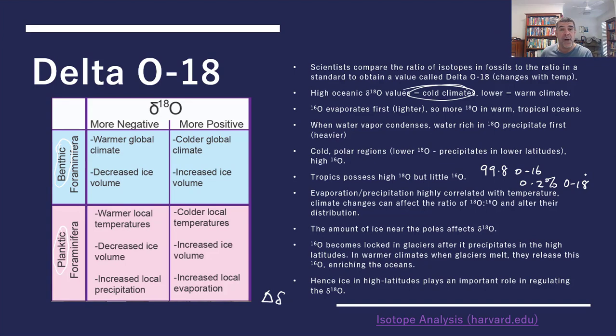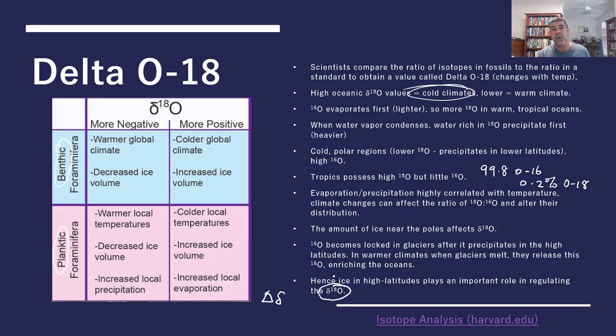The lighter form of oxygen can be locked in the glaciers after it precipitates, so after it falls as rain or snow in the higher latitudes. But in warmer climates, when the glaciers melt, they can release this oxygen 16, and that can enrich the ocean. So we do get some cycling effects happening here. The consequence: ice in the high latitudes plays an important role in regulating the delta O18 value.